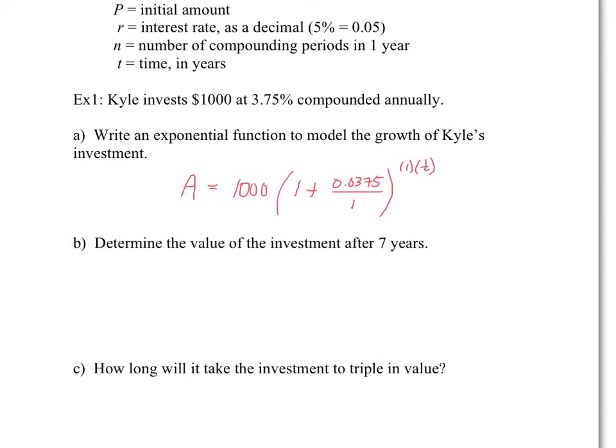Okay, determine the value of the investment after 7 years. Well, that's simple. We've just stated that t is equal to 7, right? And so A equals 1,000. Notice that because this is over 1, it's 1 plus this. So inside your bracket, you're just going to have 1.0375 to the power of 7.